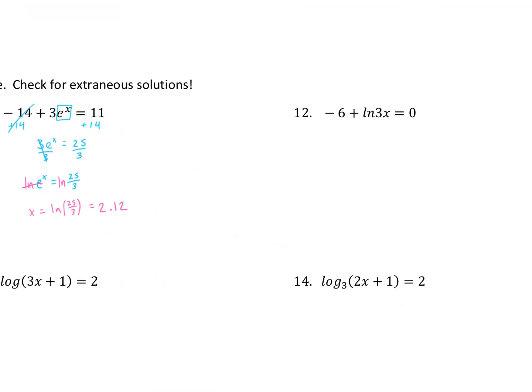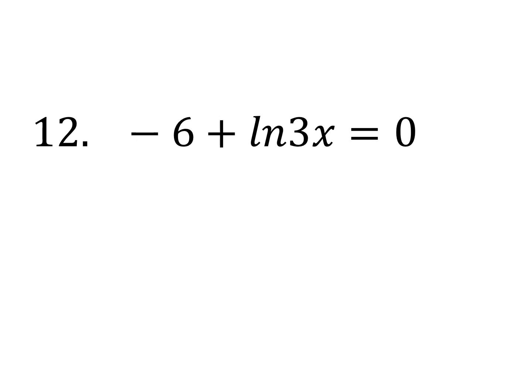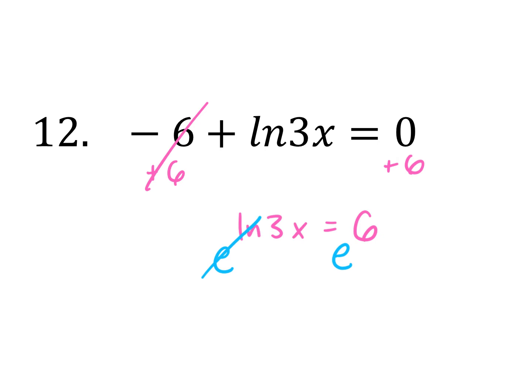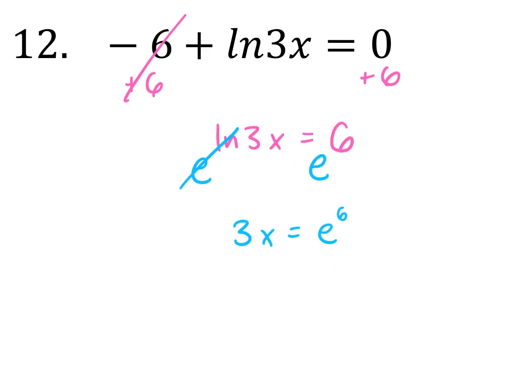All right, let's take a look at 12. What do I need to do to solve 12? Add 6. So ln of 3x is equal to 6. What can I do to get rid of that ln? Make the big base e. So e to the power of ln cancels, and I'm left with 3x is equal to e to the 6th power. And then I can find what e to the 6th power is in my calculator and divide both sides by 3. So what do we get for x?